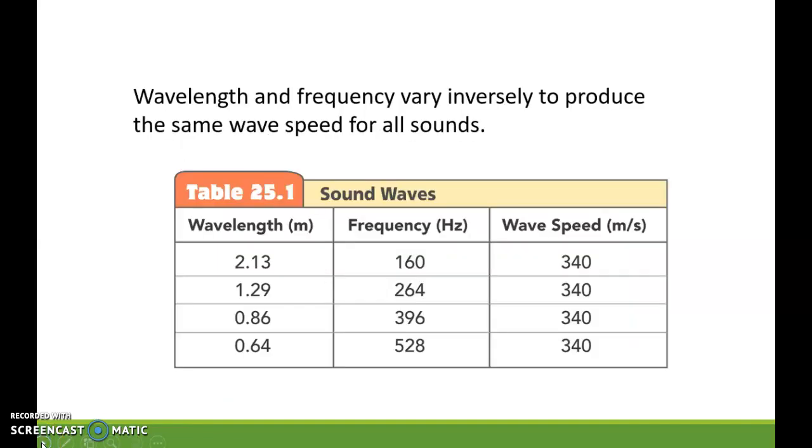Okay, so here we have a chart. Wavelength and frequency vary inversely to produce the same wave speed for all sounds. So keep in mind the inverse relationship, that opposite relationship we've had all year where one goes up and the other one goes down. Notice this column, the 340 stays the same. As the frequency goes up, notice what happens to the wavelength. The wavelength goes down, or vice versa. You could say the wavelength is going down, the frequency goes up, and you have the same wave speed.